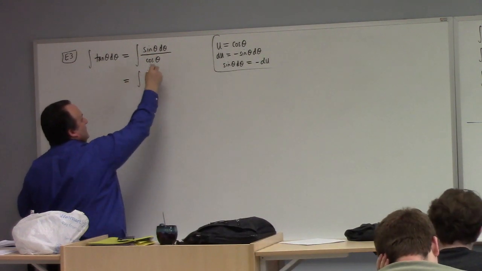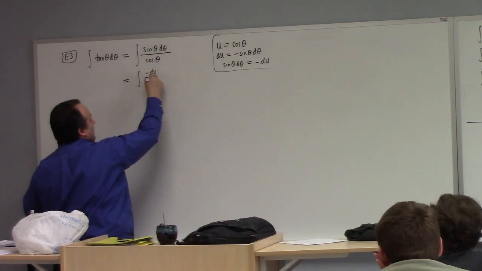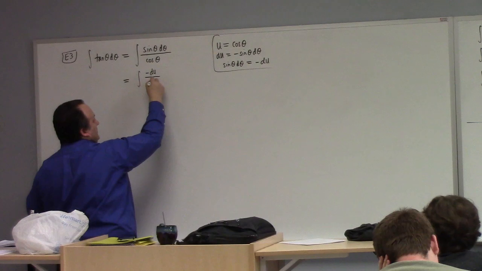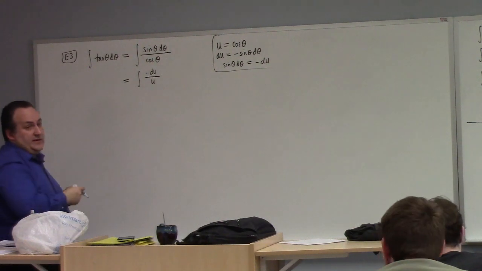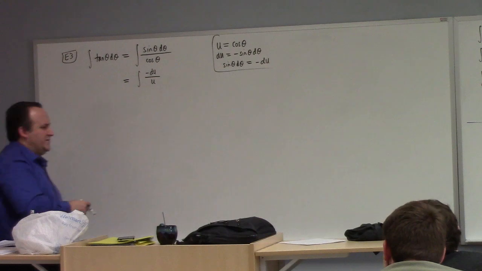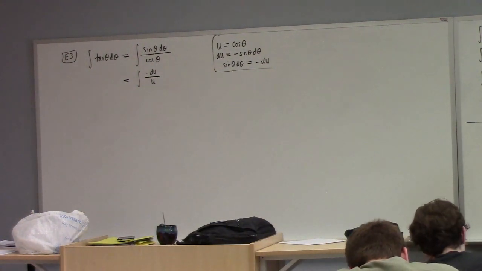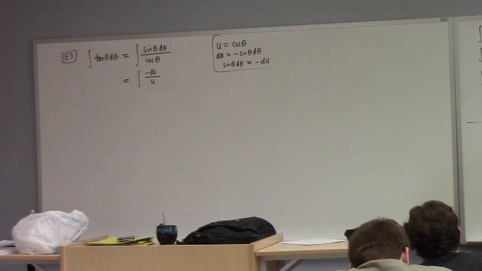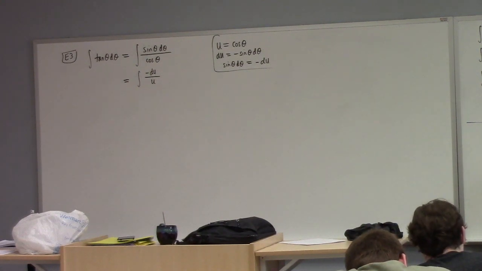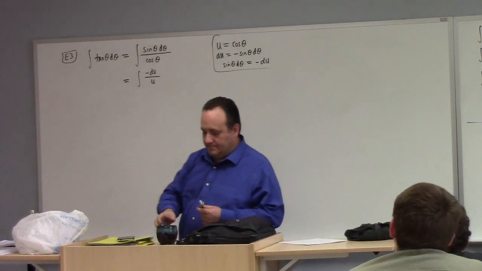So with respect to that substitution, I can trade my sine theta d theta for minus du. And my cosine theta? u. What's the integral of the reciprocal function, though? We talked about this, right? Oh, wait a minute, that's not the reciprocal. We talked about the integral of the square downstairs. That's different. This one, what's this?